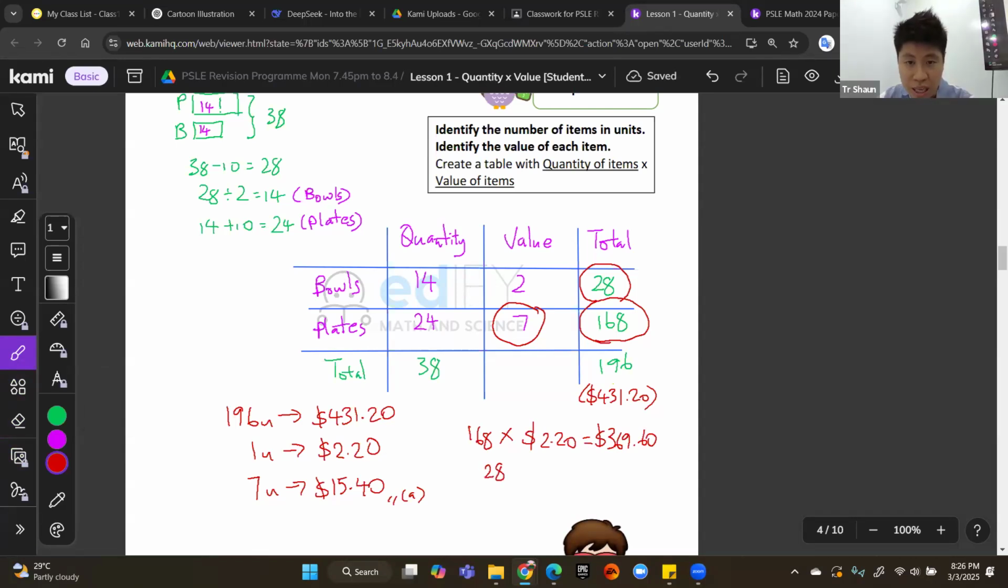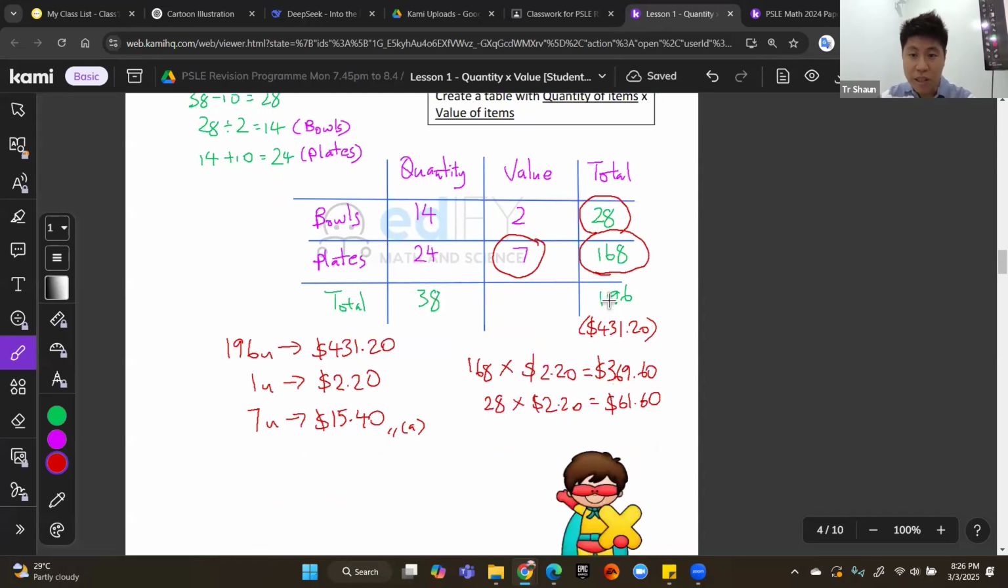So 28 times 220. Okay, that will be 6160. Okay. All right. They want the difference, so I just need to minus away. 36960 minus 6160. That will give us 30800. Okay, so this is for B.